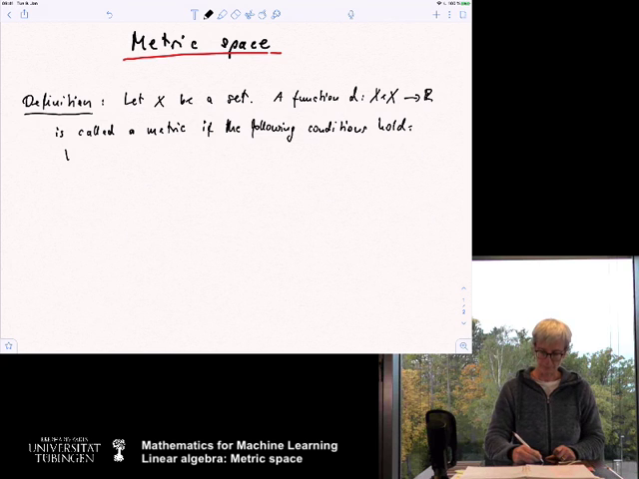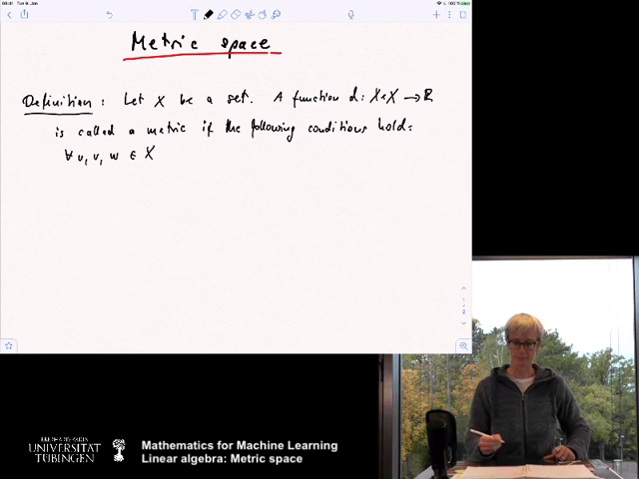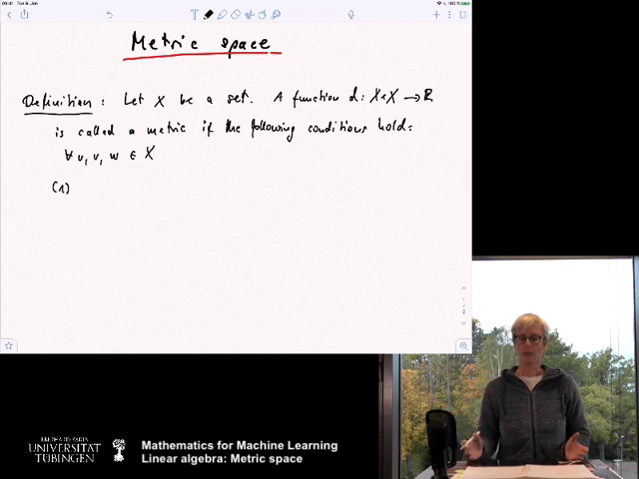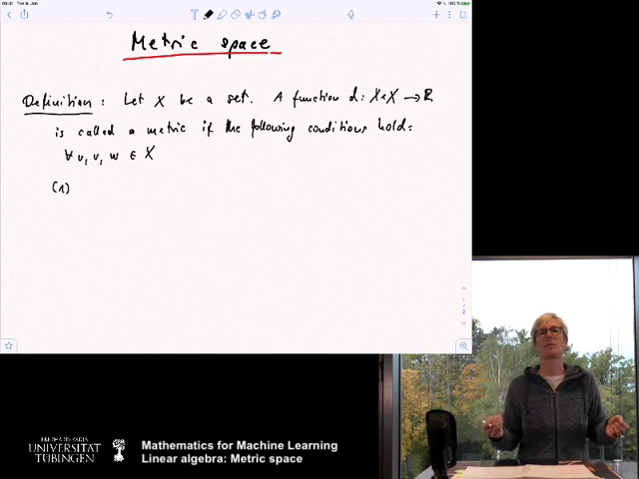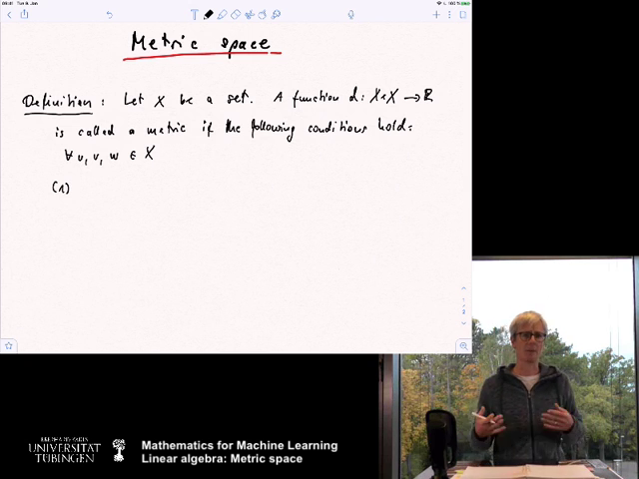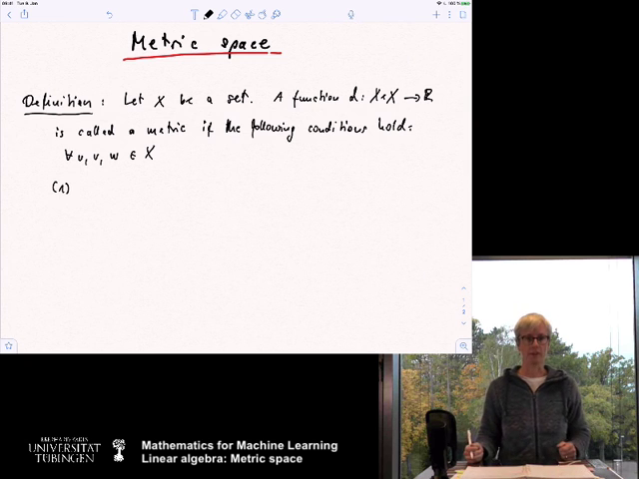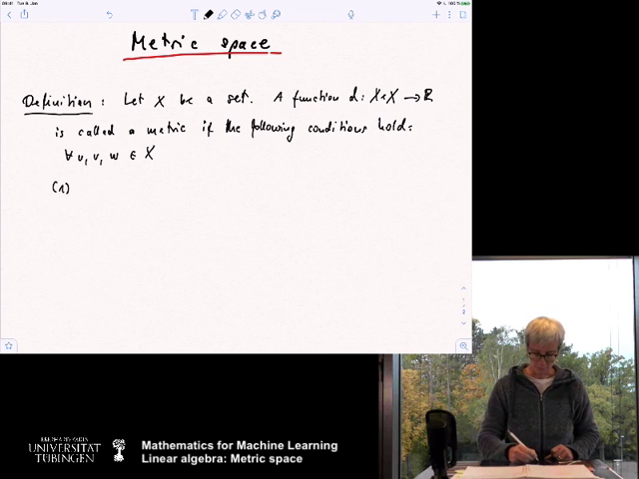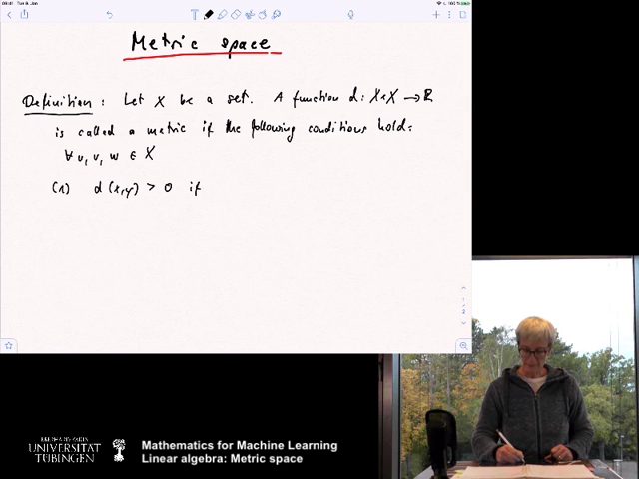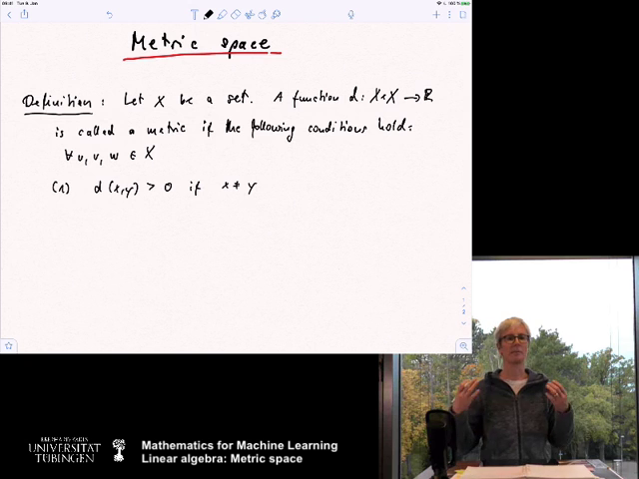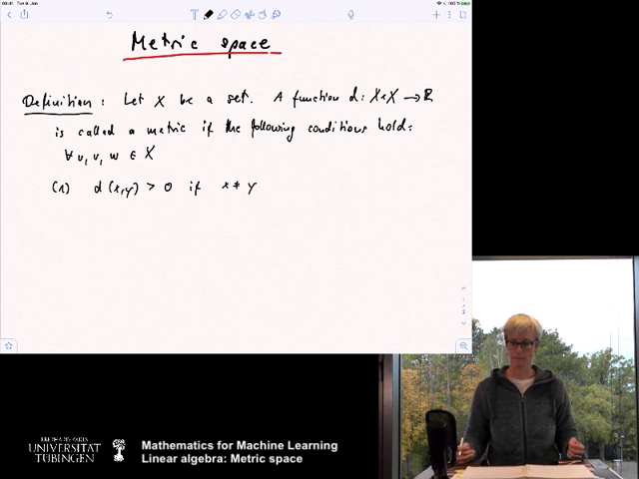if the following conditions hold. For all u, v, and w which are in our space, we have a couple of properties. The first one is that a metric is always a non-negative number. We don't want to say a distance between two objects is -5. This somehow doesn't really make sense, at least it doesn't fit our intuition. So this is something we do not want to have. So we say the distance d(x,y) is always larger than 0, at least if x and y are not the same. So if we have two points which are distinct, then their distance should be actually positive.